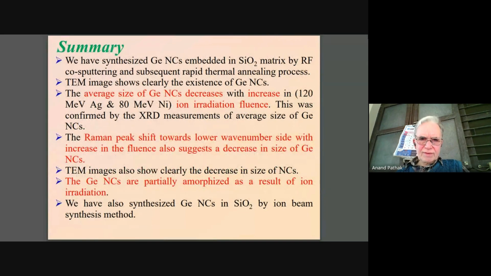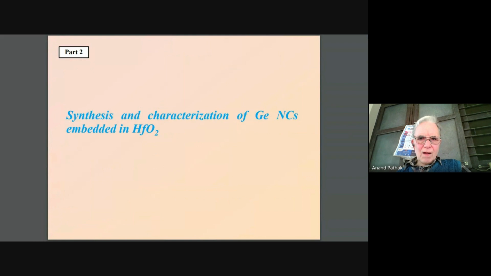Okay, so the next one, I have said this just now. I have already told all this. Next one. Synthesized hafnium oxide. Hafnium oxide is used instead of silicon oxide. If you go to hafnium oxide, show the next slide.